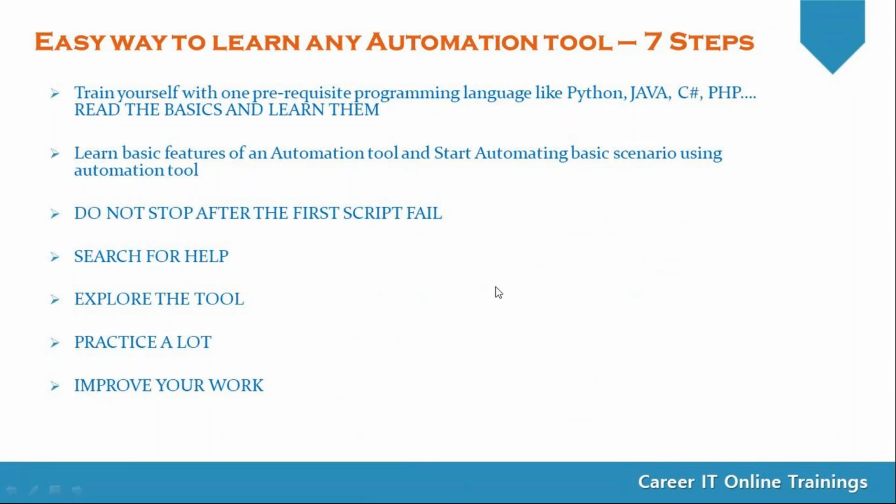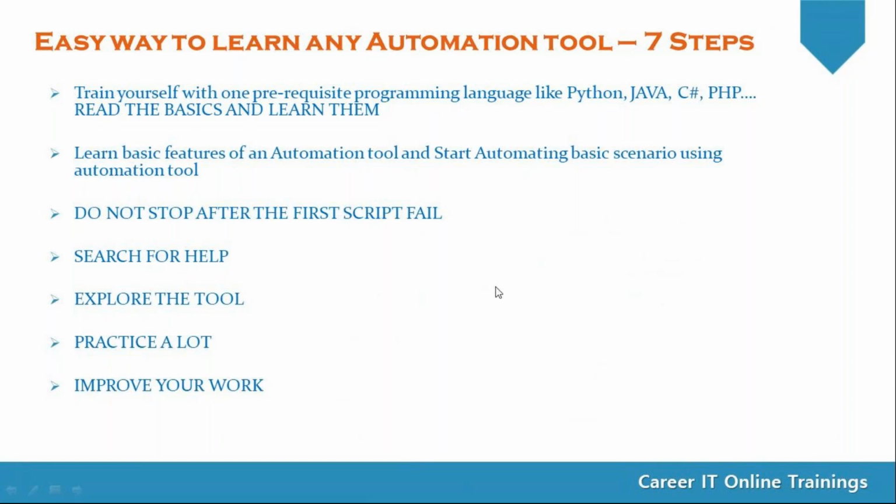Once the basics of the programming language have been gained, you need to start learning the basics of the automation tool. That is how to launch a browser, how to launch an application, how to click on buttons, and so on. In the second step, once we learn the basic automation tool features, we will automate a simple scenario using the automation tool with the help of that programming language.